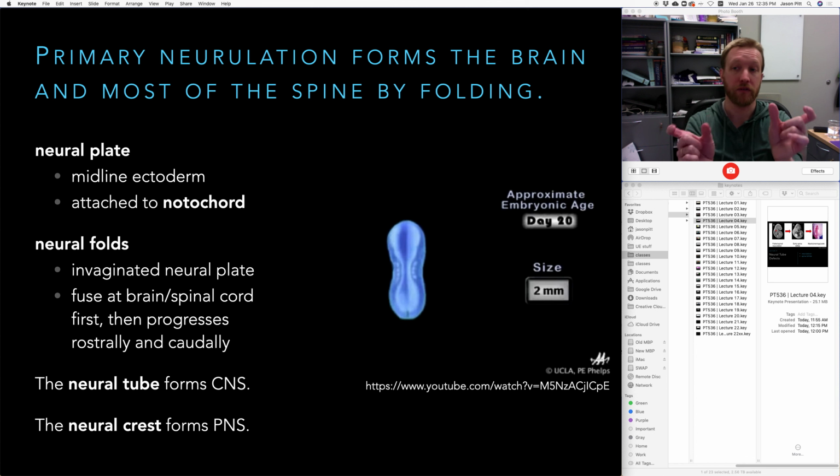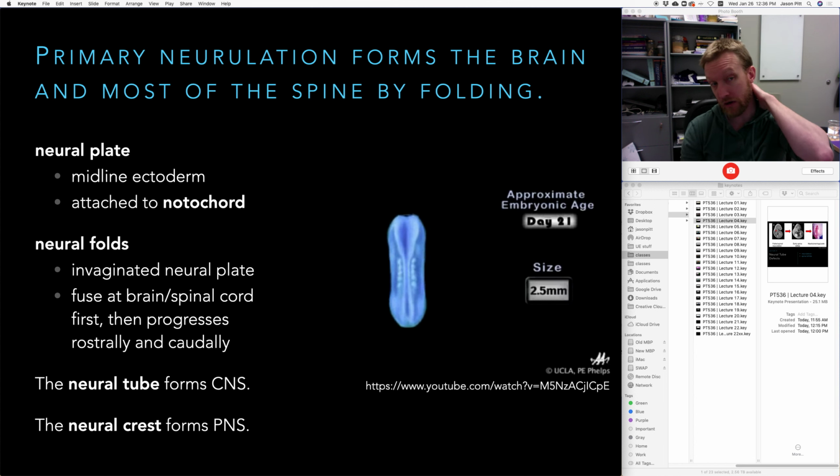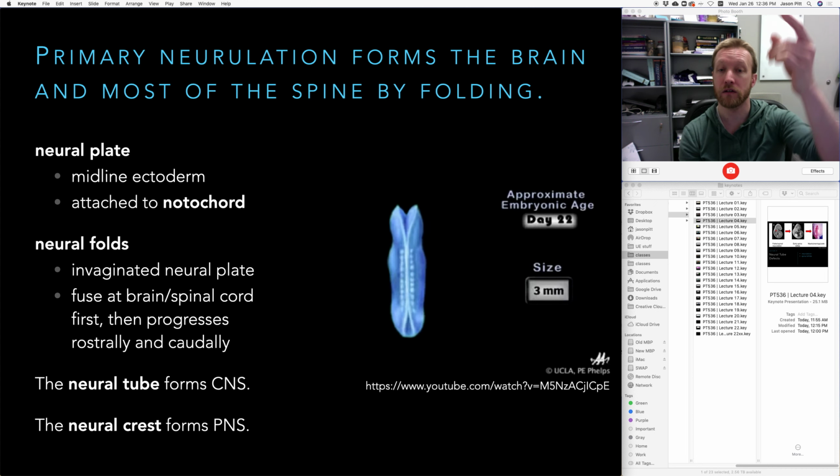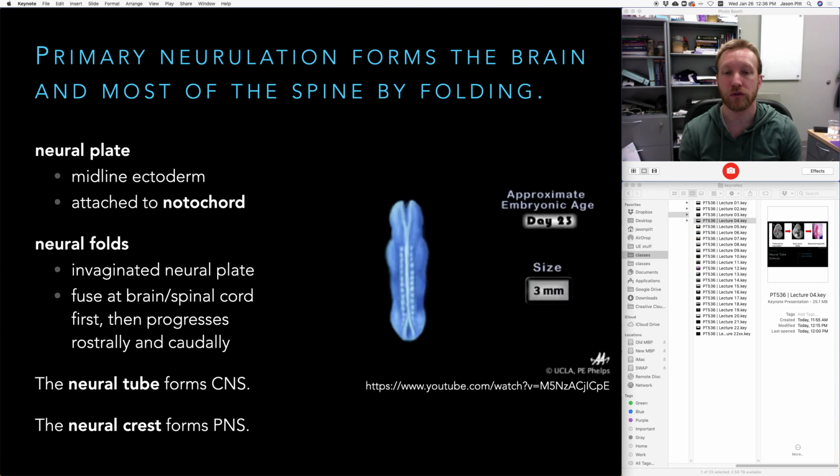On both sides, we have our neural folds. These are eventually going to meet around the future back of the neck. Somewhere in that area, they're going to zipper up together and extend to the head and to the tail. And that's what we see here. Those neural folds are zippering up. So we're going from a sheet to a tube. Look at that. We got a tube.